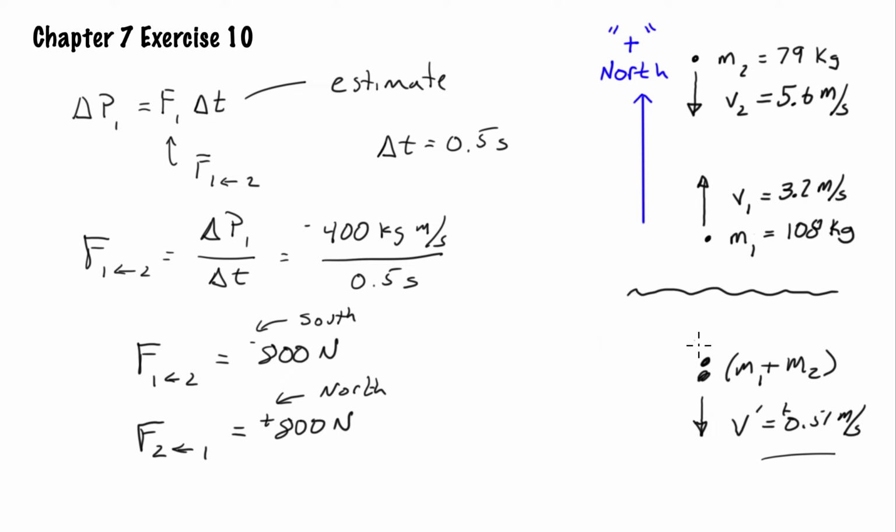In any case, that's a pretty complete discussion of exercise 10 in chapter 7, with an additional part to figure out the change in momentum of each of the players, and use that along with the impulse momentum theorem to calculate the force each player exerts on the other.